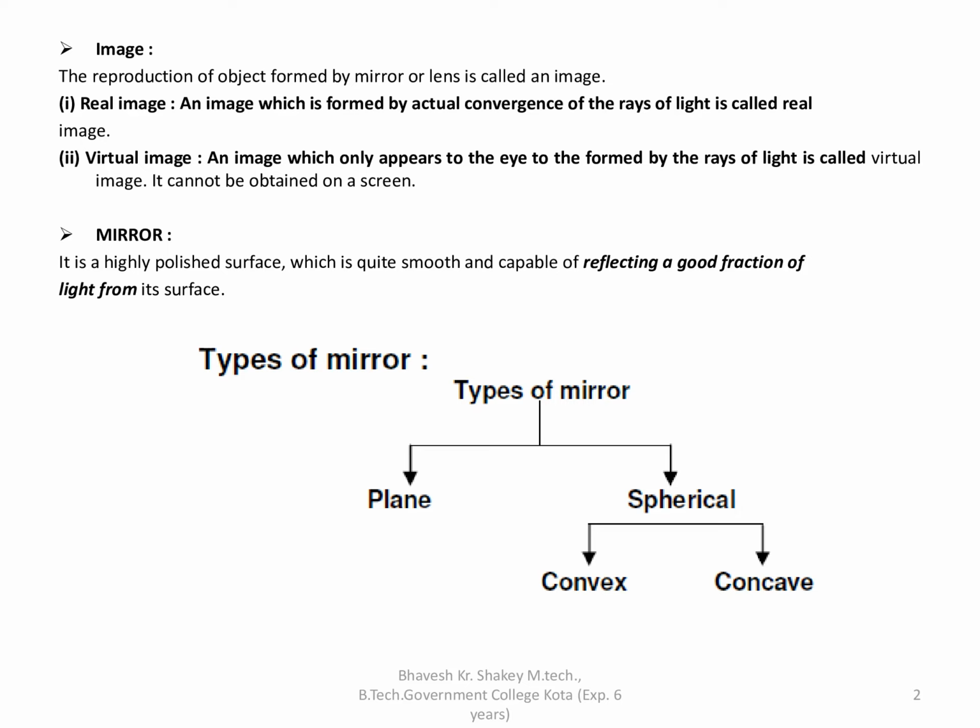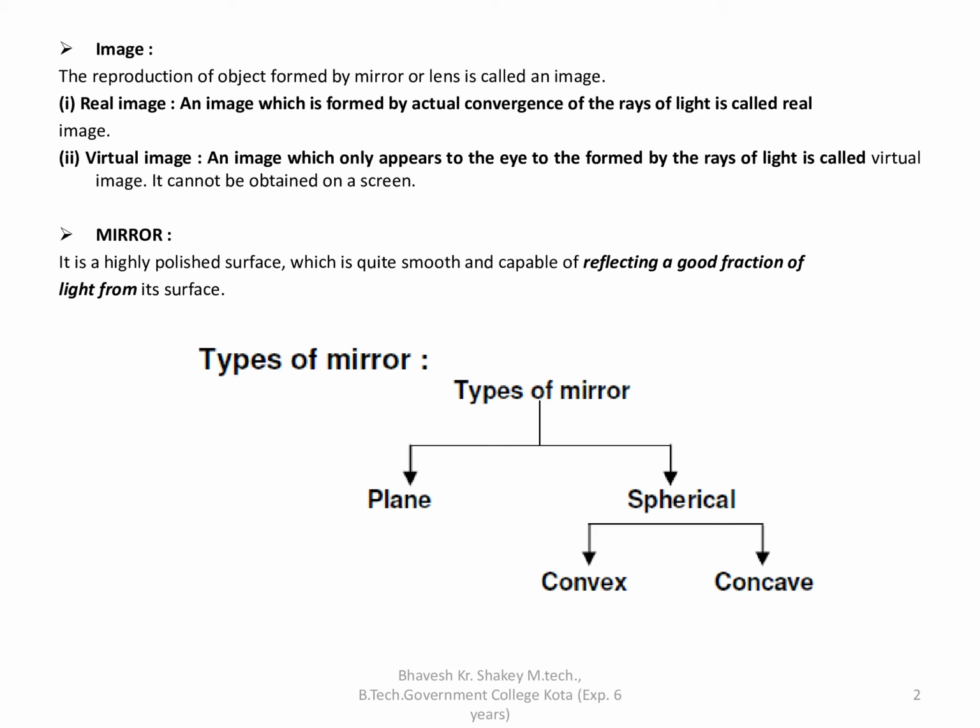Now again coming to our topic, mirror. So now we define a mirror. What is a mirror? It is a highly polished surface which is quite smooth and capable of reflecting a good fraction of light from its surface. So a mirror we use for reflection.